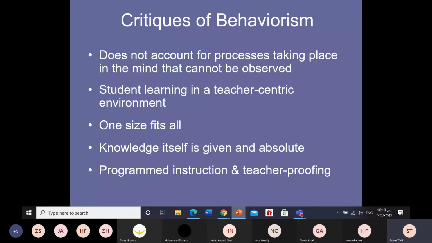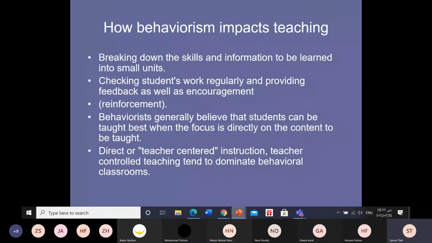So I program my instruction through lesson planning. For example, I put steps in my lesson plan and I give it to the whole class in the same way. How do I give it to the whole class in the same way? Usually I break down the skills or the tasks into small units or chunks.